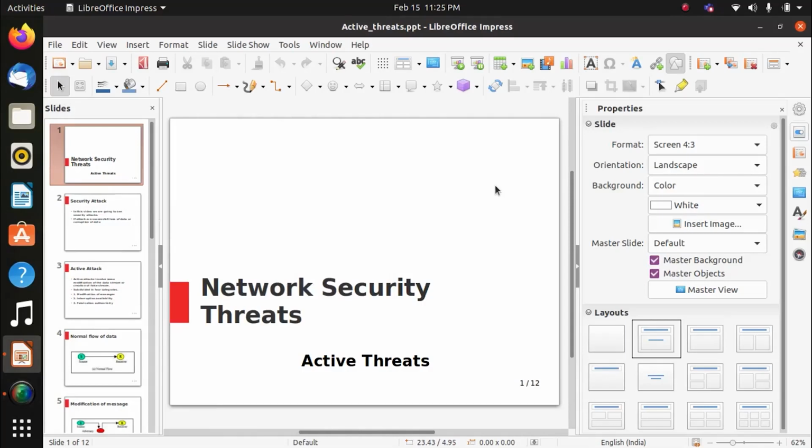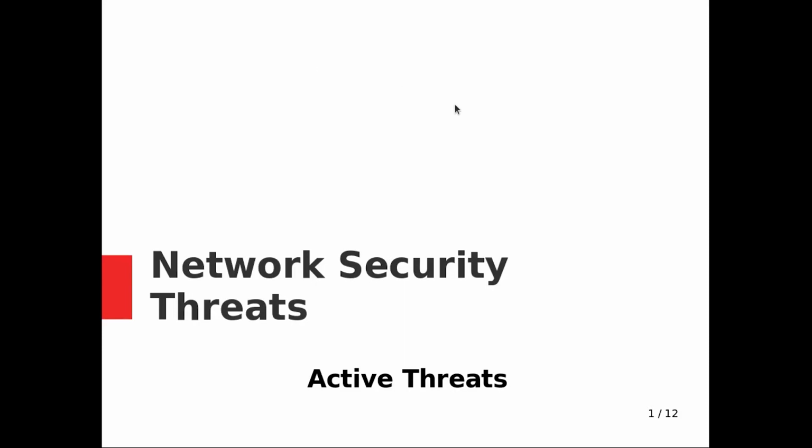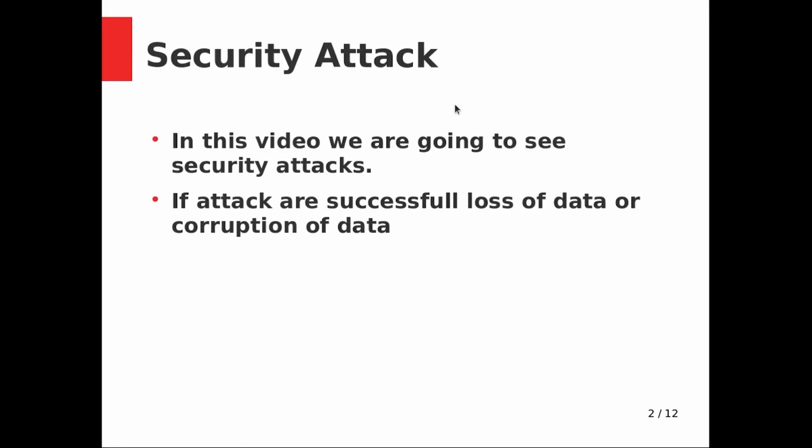Hello students, in this video we are going to see one topic of cybersecurity module 2, that is active attack and passive attack. So let us start with active attack. Network security threats: active threats means attack. Attacks are successful when there is loss of data or corruption of data, meaning modification of data, changing of data.